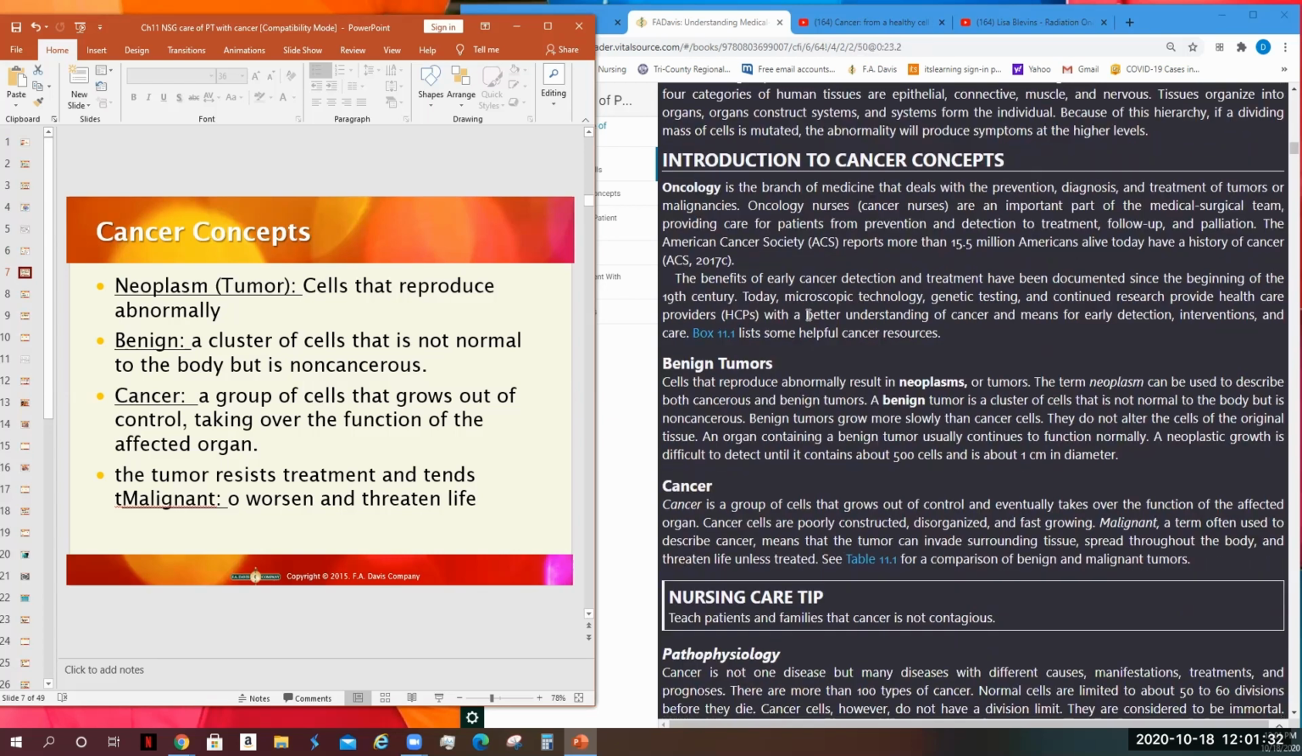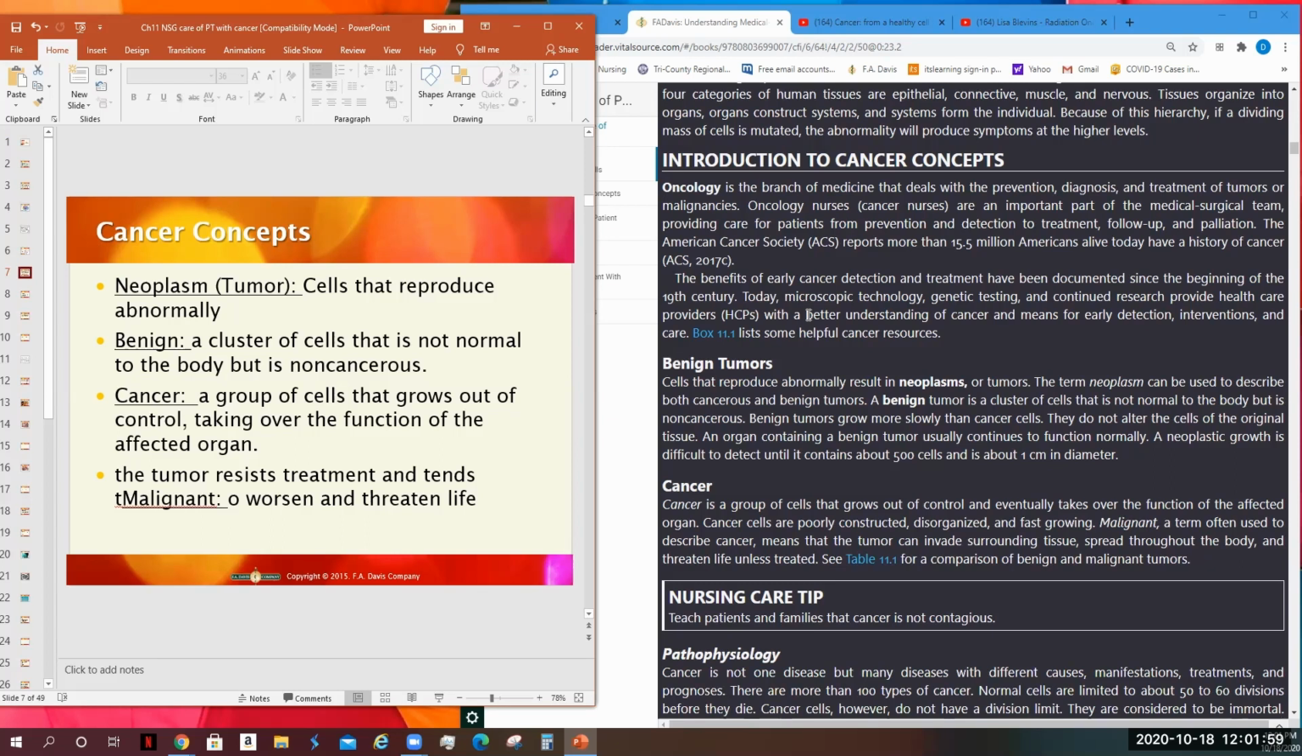Oncology is the main branch of medicine that deals with the prevention, diagnosis, and treatment of tumors or malignancies. Oncology nurses, or cancer nurses, are an important part of the medical-surgical team, providing care for patients from prevention and detection to treatment, follow-up, and palliation.